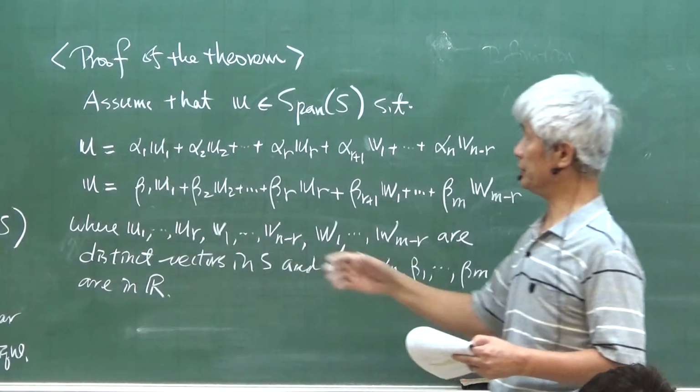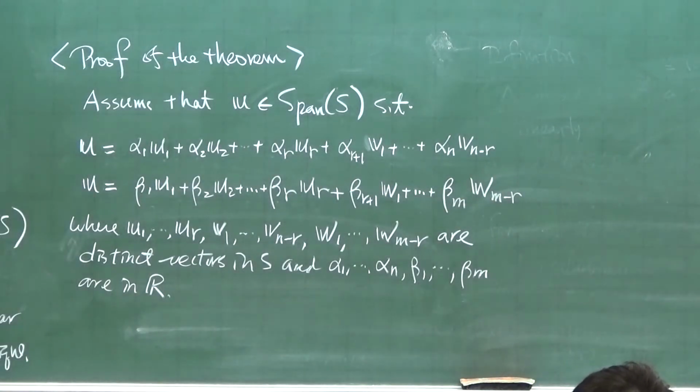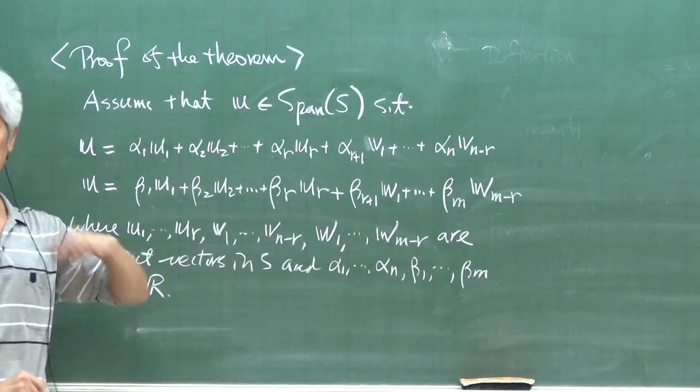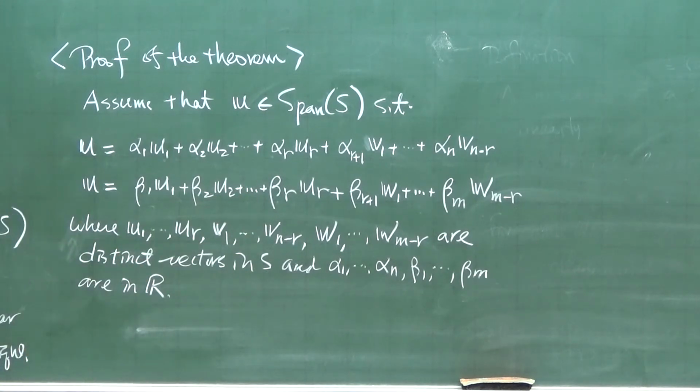If you have 2 representations as linear combinations of distinct vectors in S. So if you have a question about why I write it this way, please raise your hand. So no problem, right? Good.